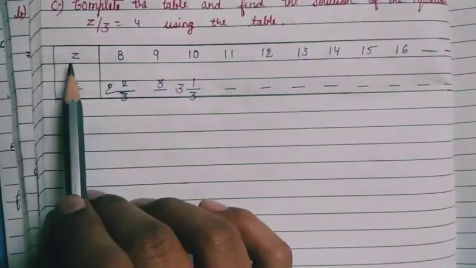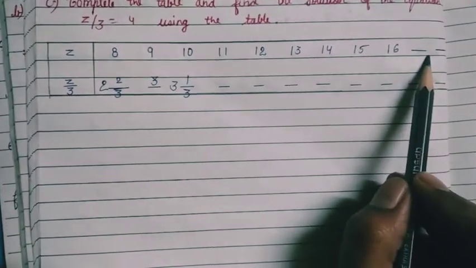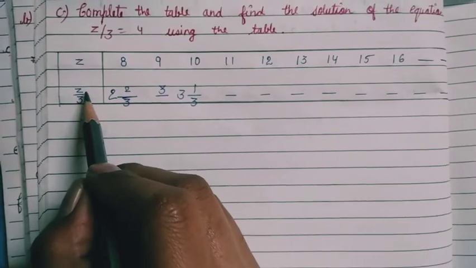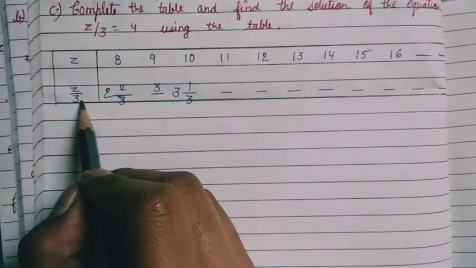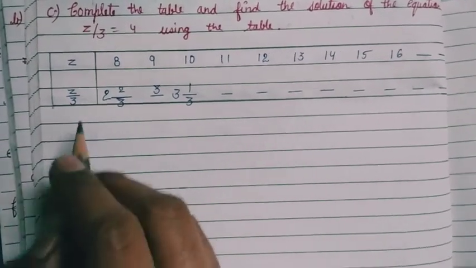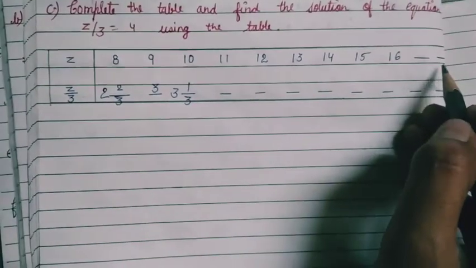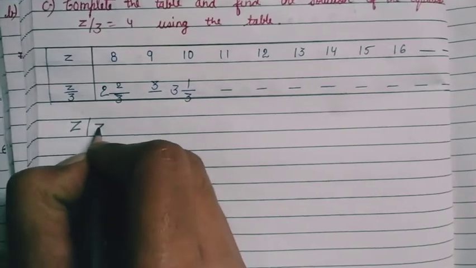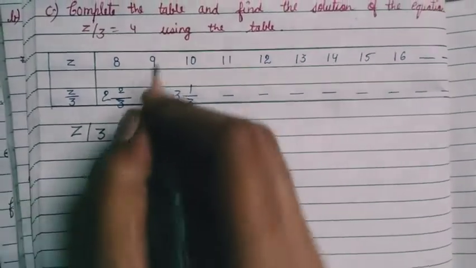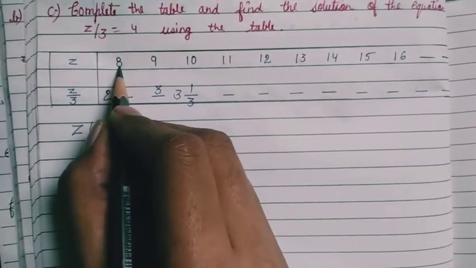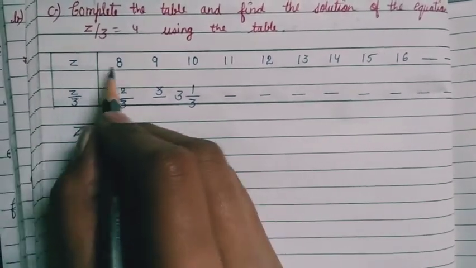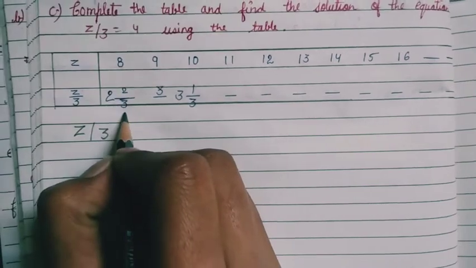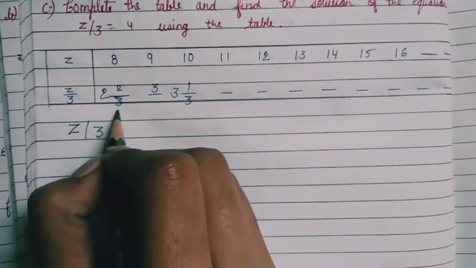You can simply see in the table the first line is showing the value of z and the second line is showing the value of z by 3. Whatever the value of z, it will be divided by 3. It means z by 3. When z value is 8, z by 3 value is 2 by 3, which is the max fraction.